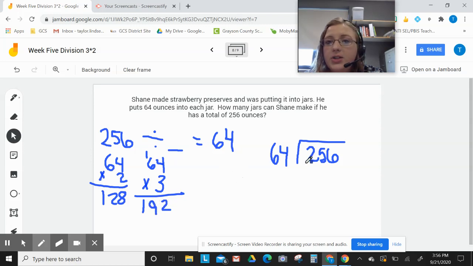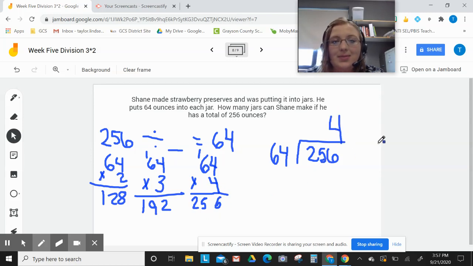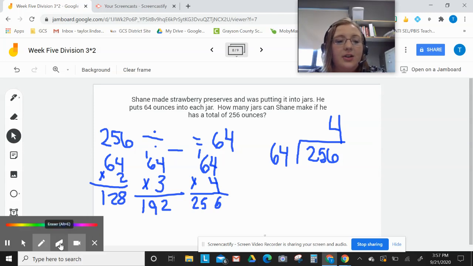Now we're getting closer, but just in case this isn't the closest, I want to do it one more time. So 64 times 4. 4 times 4 is 16. 4 times 6 is 24, plus 1, 25. So how many groups fit into 256? 4 groups. Now it is your turn to try this out on your own.